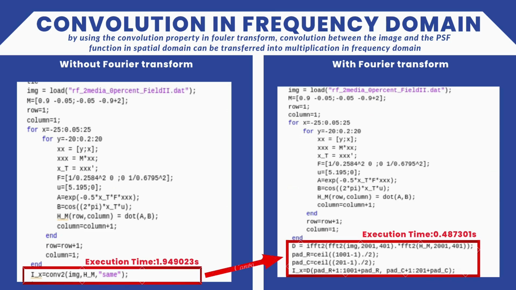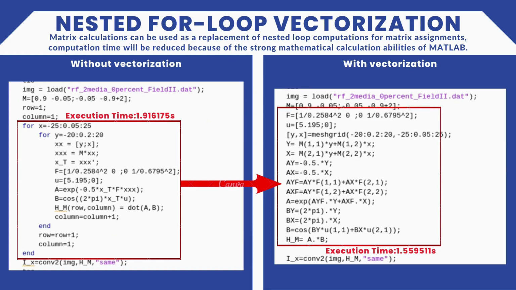Next one is the convolution in frequency domain. By using the convolution property in Fourier transform, we can transfer convolution between the image and the PSF function in spatial domain into a multiplication in frequency domain by using the internal functions of fast Fourier transform, FFT, inside MATLAB. By comparing the two results, we can figure out that performing a convolution in frequency domain can greatly reduce the execution time. Last but not least is the last step further factorization. In fact, matrix calculation can be used as a replacement of the loop implementation for matrix assignment. The execution time will be reduced because of the strong mathematical calculation ability of MATLAB. By using the internal function meshgrid, we can create two matrices that have an identical size with the point spread function for replacing the two layers of the loop in the original code.